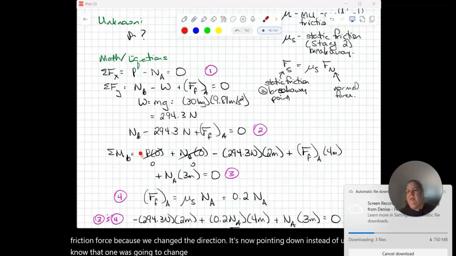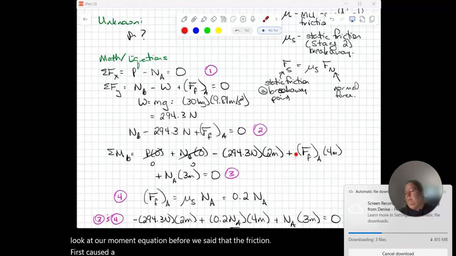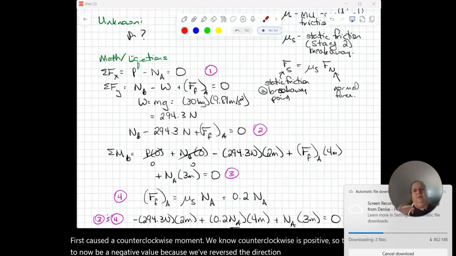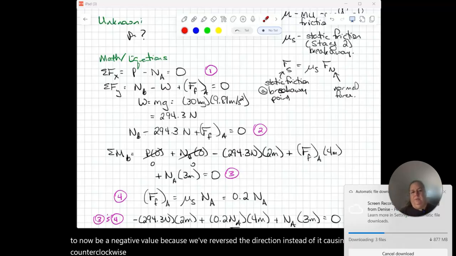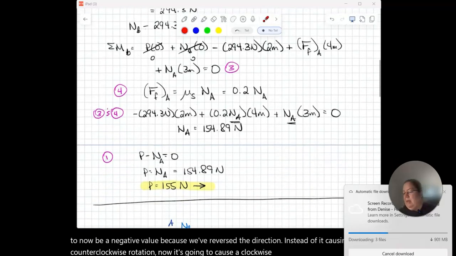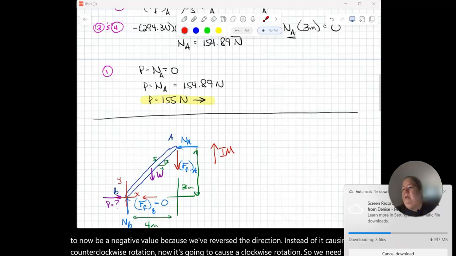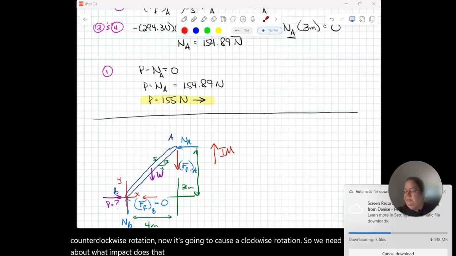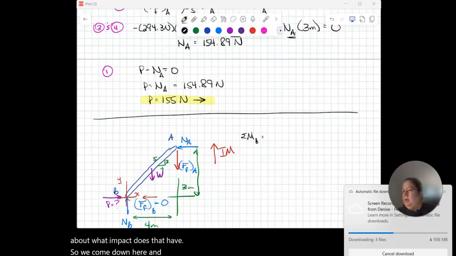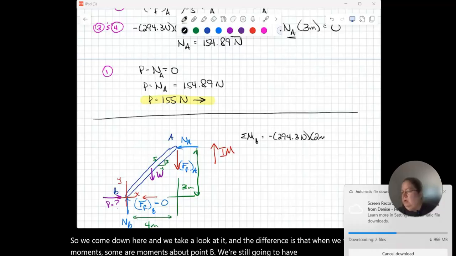The other thing that changes is our moment equation. Before, we said that the friction force caused a counterclockwise moment. We know counterclockwise is positive. So that is now going to be a negative value because we've reversed the direction. Instead of causing a counterclockwise rotation, it's now going to cause a clockwise rotation. So we need to think about what impact that has. When we sum our moments about point B, we're still going to have a negative 294.3 newtons from our weight in the 2 meters.